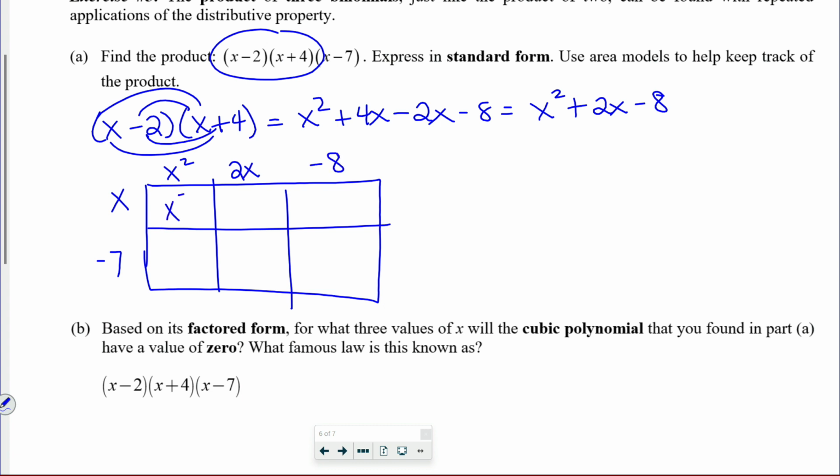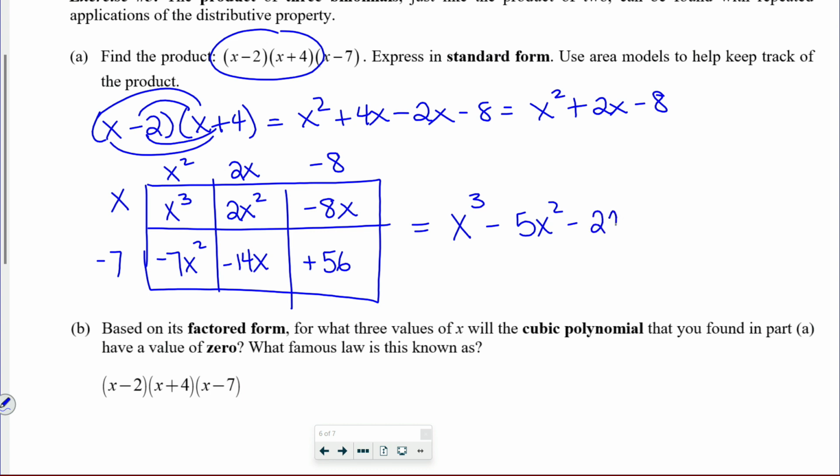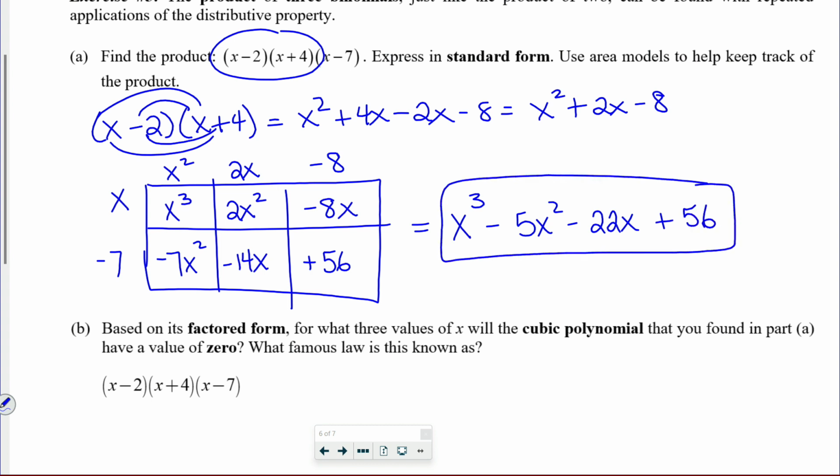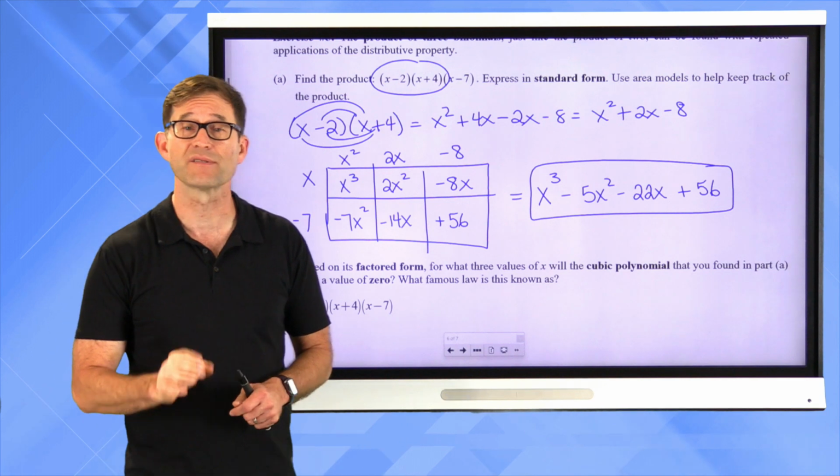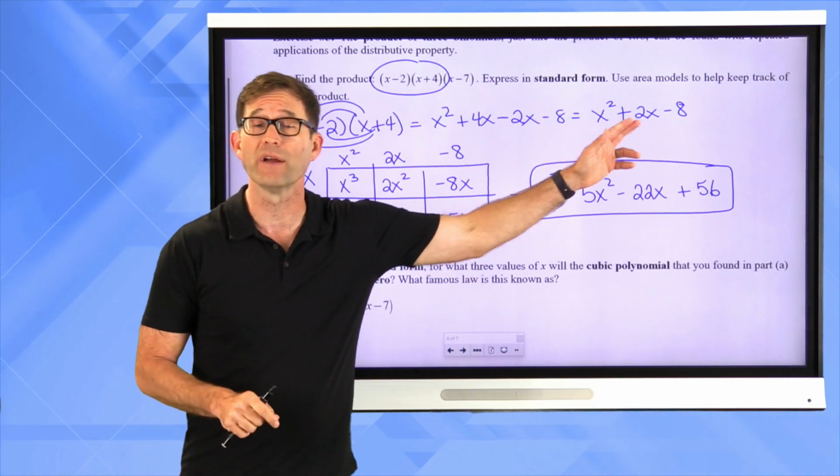We've got x times x squared, which is x cubed, 2x times x, which is 2x squared, negative 8 times x is negative 8x, negative 7 times x squared is negative 7x squared, negative 7 times 2x is negative 14x, and negative 7 times negative 8 is positive 56. I can now combine like terms. Nothing combines with my x cubed. Negative 7x squared plus 2x squared is negative 5x squared. Negative 14x and negative 8x is negative 22x. And nothing combines with the 56. So that's it: x cubed minus 5x squared minus 22x plus 56. The remarkable thing, of course, is just like that example where I just had the three numbers.